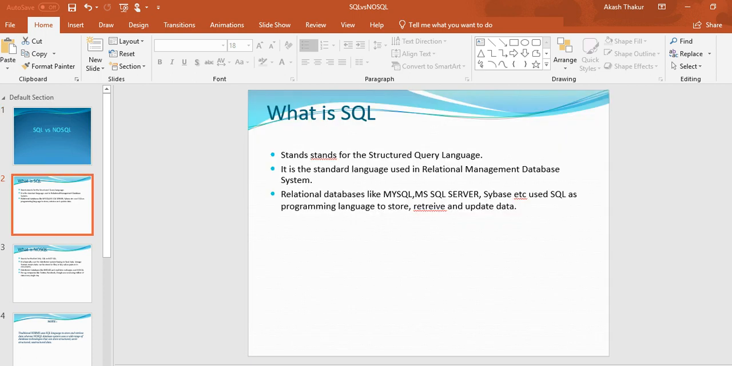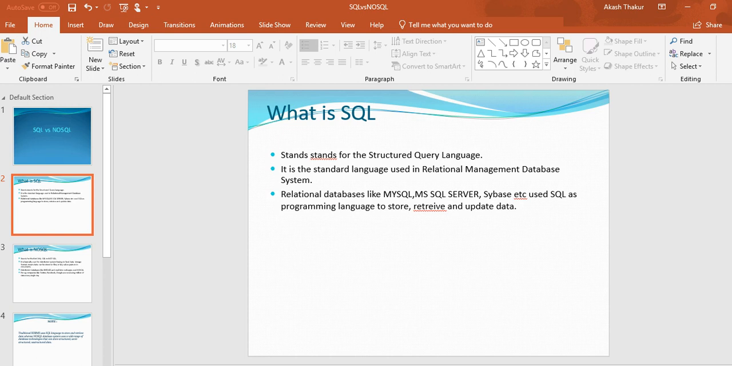SQL basically stands for Structured Query Language, and it is a standard language which is used in relational database management systems. When I say relational database management system, I mean that data is stored in the form of tables. So for all types of RDBMS which store the data in tables, Structured Query Language will be used to retrieve the data.